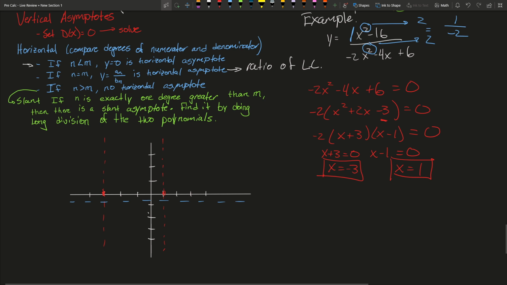All right, so once we graph those asymptotes, then we can figure out what's happening to the left of them, between them, and to the right of them.